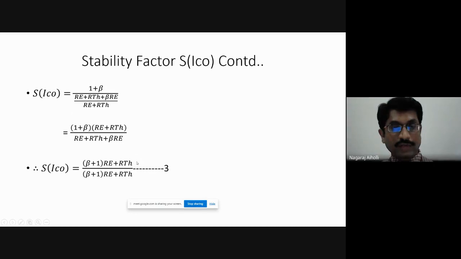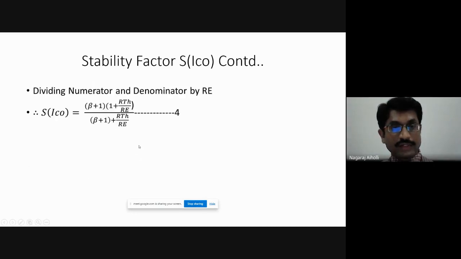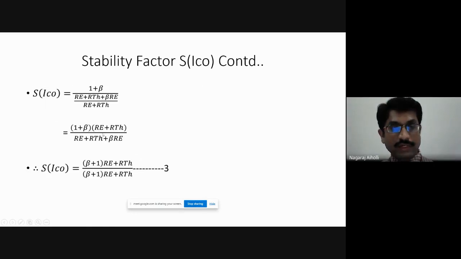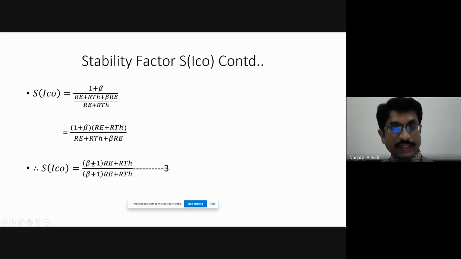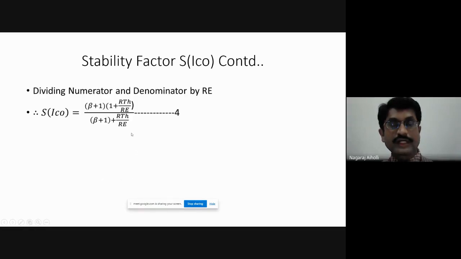If we divide numerator and denominator by Re, what do we get? In the numerator, Re divided by Re is 1, plus RTH by Re. Then in the denominator, dividing by Re, we get beta plus 1 plus RTH by Re. So this is the final equation for S of ICU.